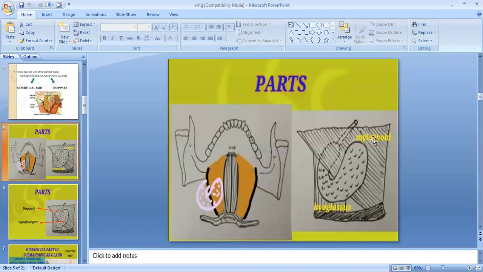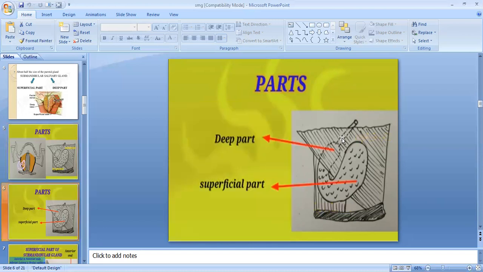Again, you can see this is the mylohyoid muscle, and it divides this gland into this larger part, that is the superficial part, and the smaller part, that is the deep part of the gland. This is Wharton's duct, or the duct of the submandibular salivary gland, that opens into the floor of the mouth. Superficial part and deep part of the gland.